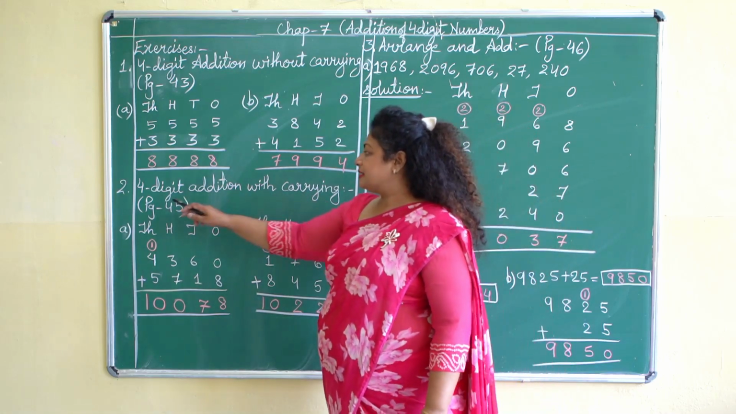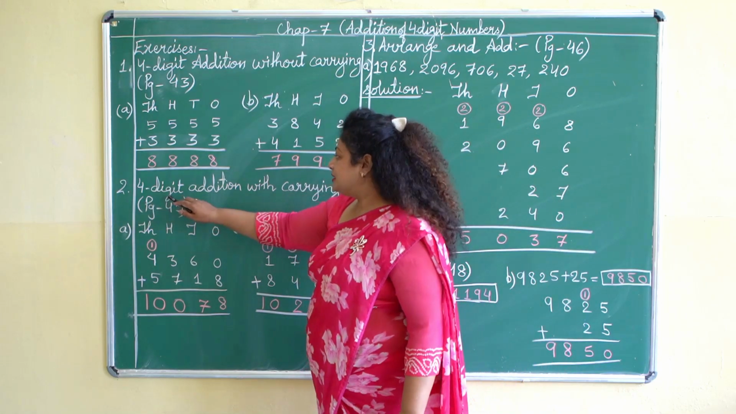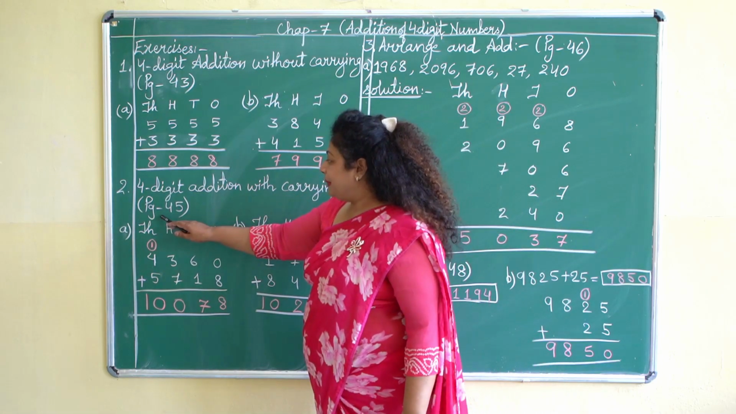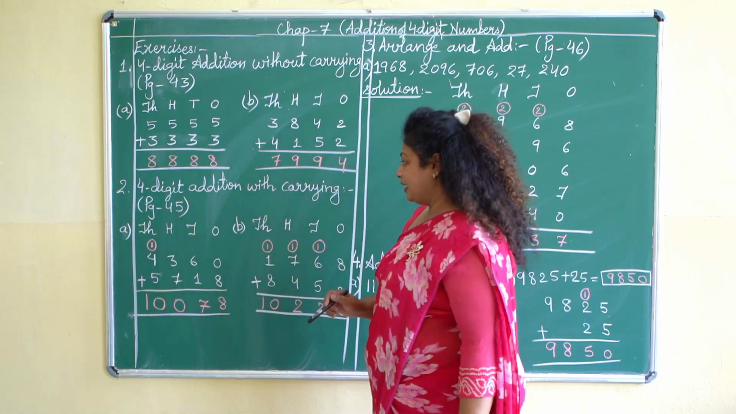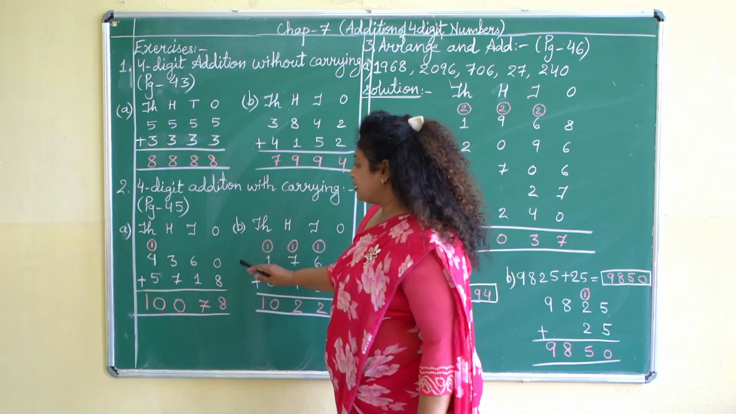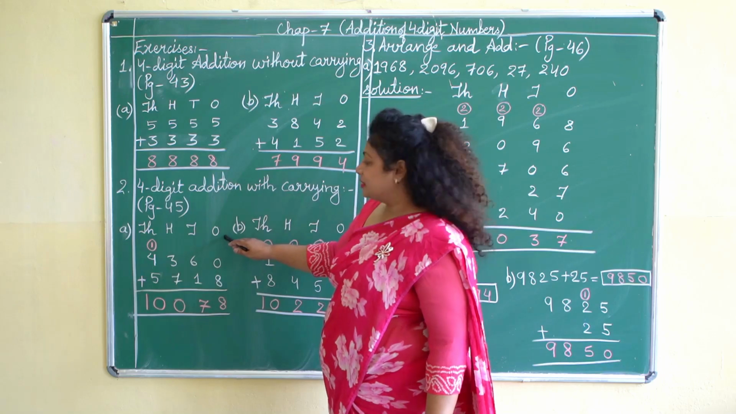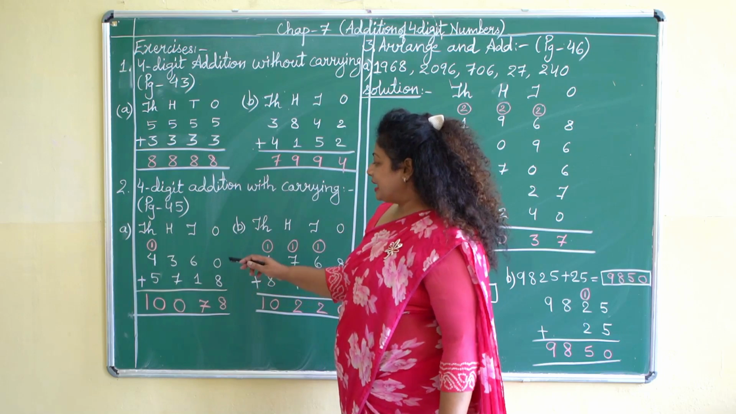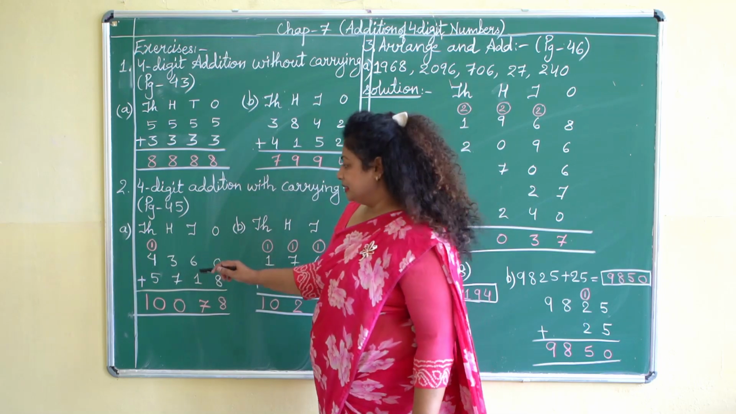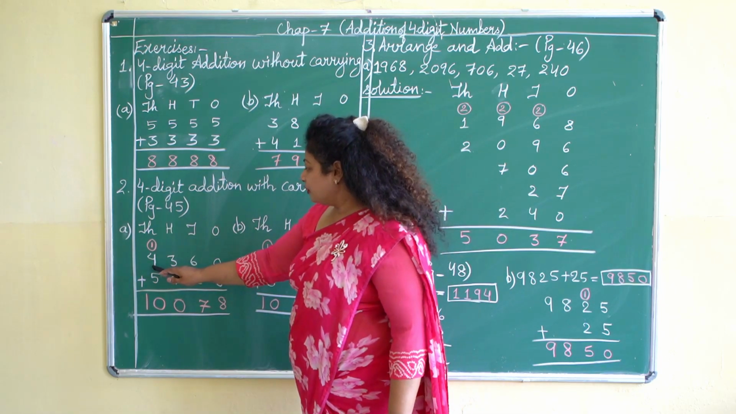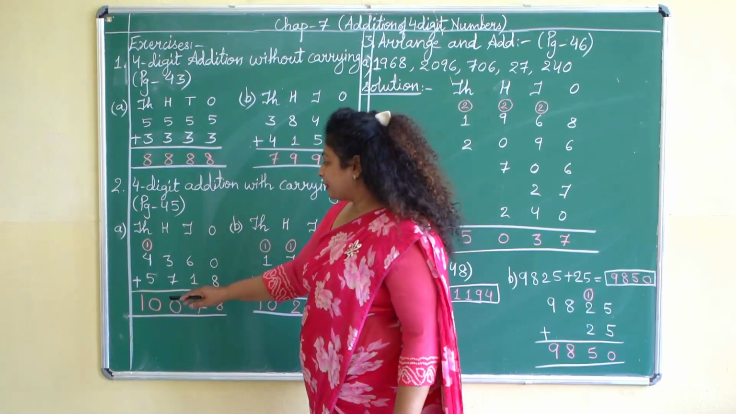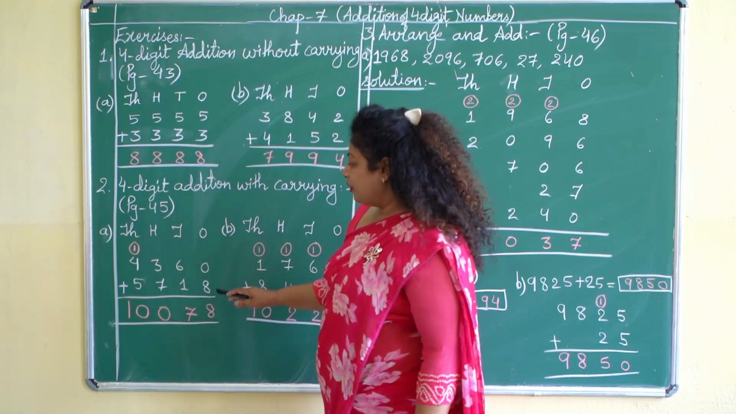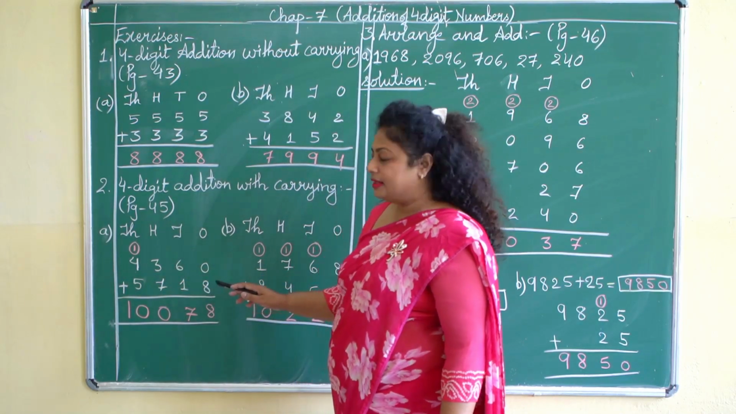Let's come to exercise 2. 4-digit addition with carrying. It is given on page number 45. Again, the numbers are placed according to their values. Ones, tens, hundreds and thousands. Now let's add these two 4-digit numbers. First number is 4,360. The other number is 5,718. Now we have to add these two 4-digit numbers.